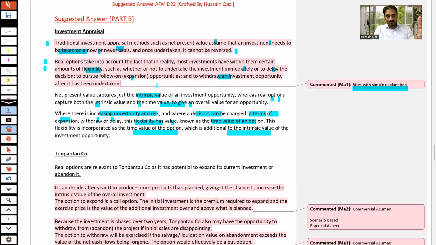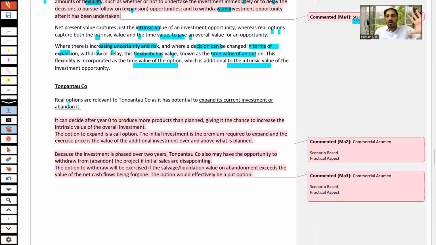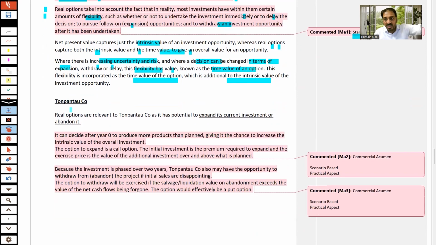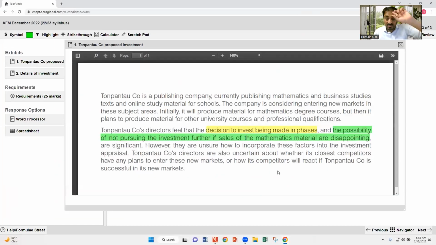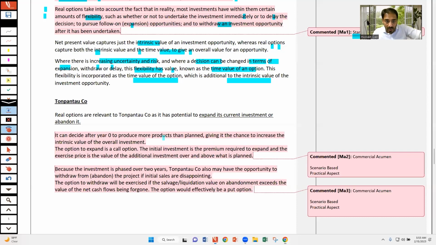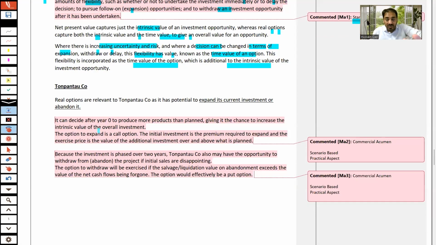But don't forget, your answer will be incomplete if you are not able to connect the thing with the case. Now you have to connect what you have discussed above with Tonpantau. We already covered this point at the time of reading the question. Apparently there are two things to consider here. Number one, phase-wise investment. Number two, a withdrawing option. The examiner expects that you explain or connect with the case.